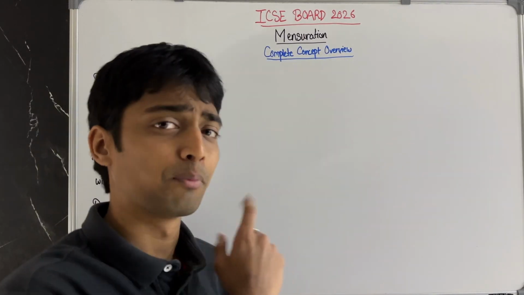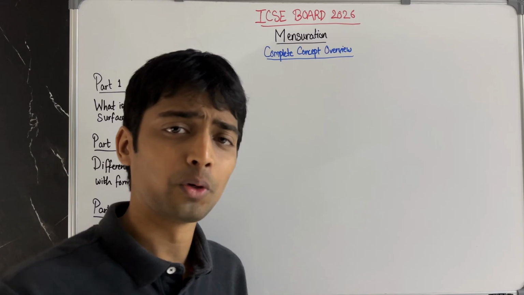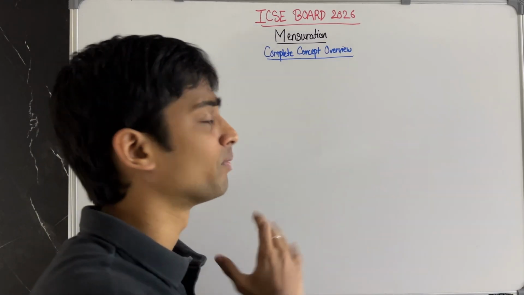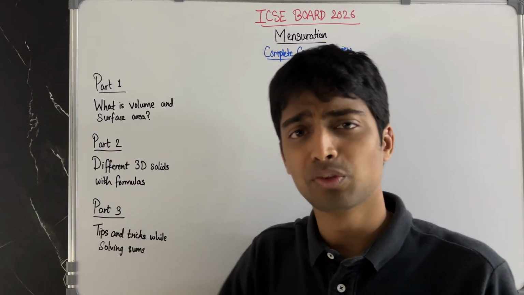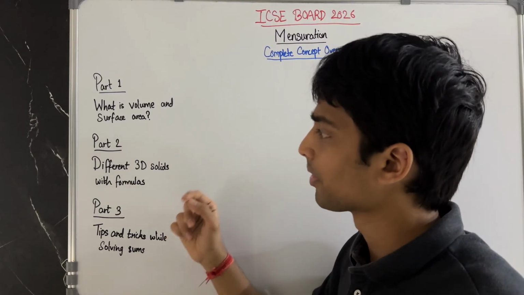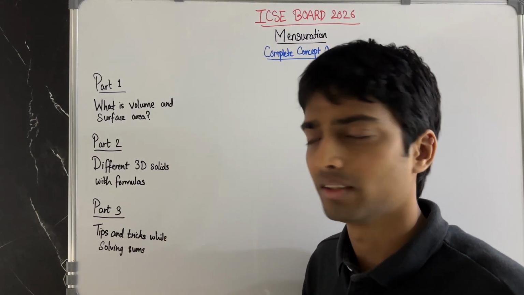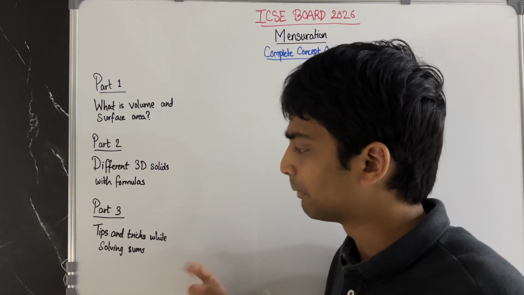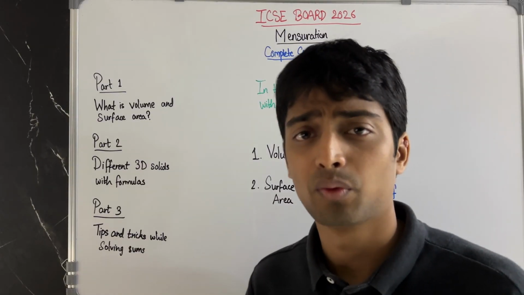We will be covering the chapter Mensuration. Watch this video till the end and you will get a complete overview of the concept of this chapter. In this video, we will be covering three parts. Part 1, what is volume and surface area. Part 2, different 3D solids with formulas. And Part 3, tips and tricks while solving the sums. Let's start with Part 1.